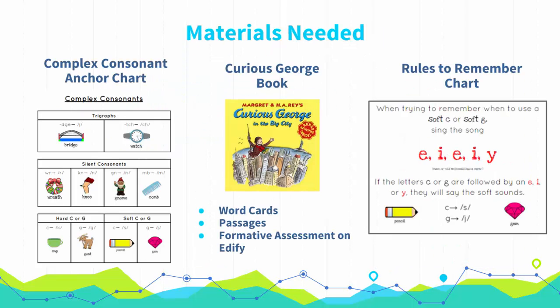The materials that you will need for this lesson plan include the complex consonant anchor chart, soft C and soft G rules to remember chart, Curious George and the Big City, word cards, the soft C and soft G passage, and the formative assessment on Edify.